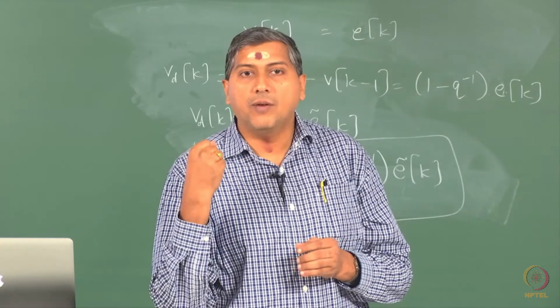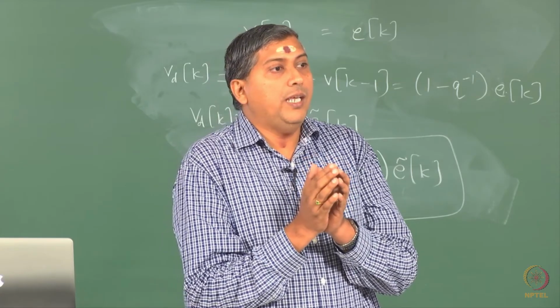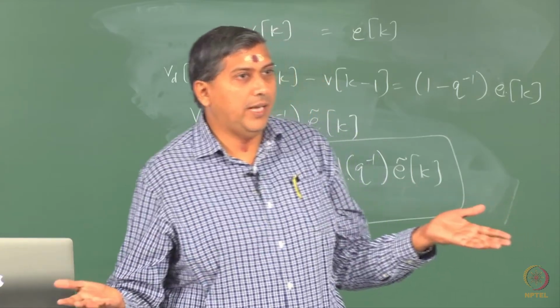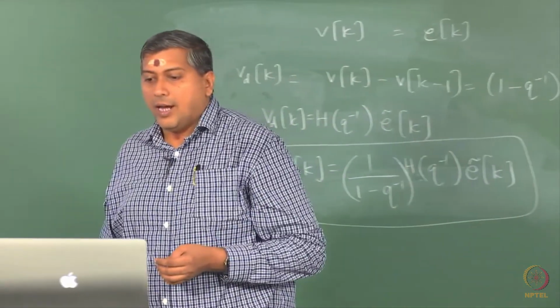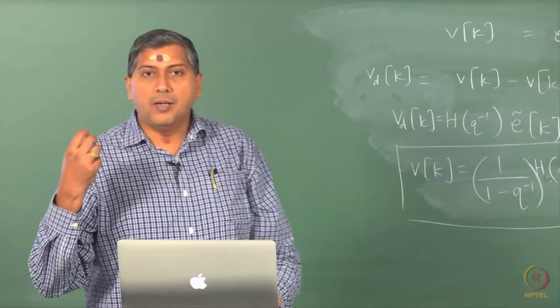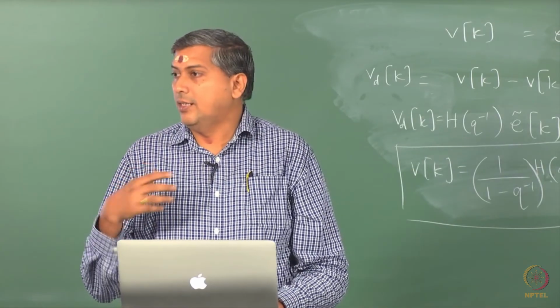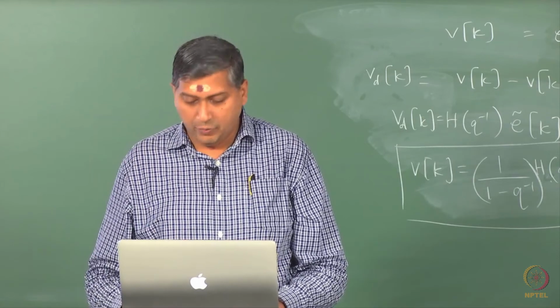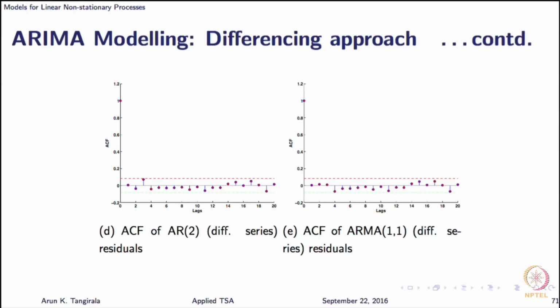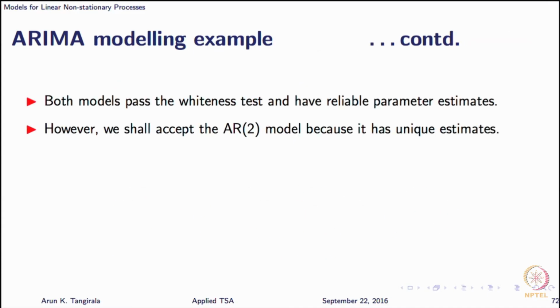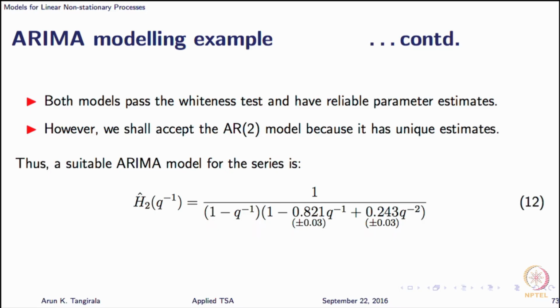Why? Because sigma square E is the variance of the unexplained part, always, because it is the variance of what you cannot predict. And with AR2 I have sigma square E lower than ARMA 1 1, which means AR2 has done a better job of explaining the given series. So, we stick to AR2, and I am just showing you the ACF and PACF of the residuals from the AR2 series. Therefore, the final model that we have with the differencing approach is an AR3, but one of the poles fixed to the unit circle, other poles are here.